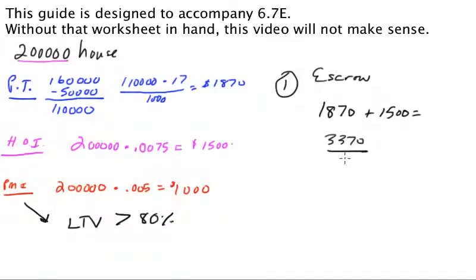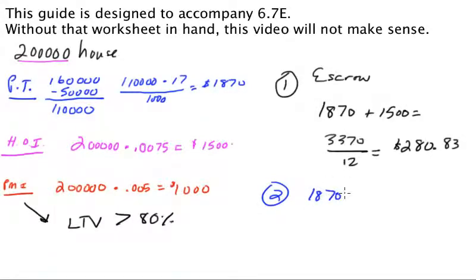And then we have to divide that number by 12, because we're going to do this on a monthly basis. That means that we're going to have to pay $280.83 per month.